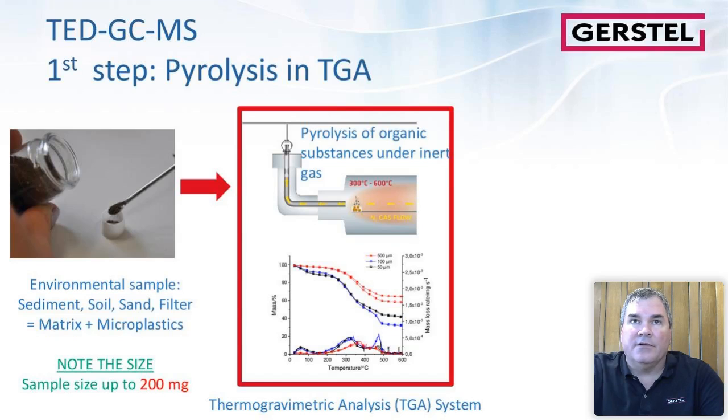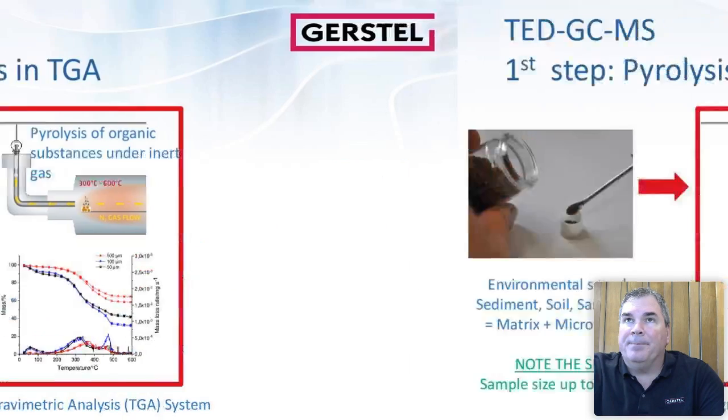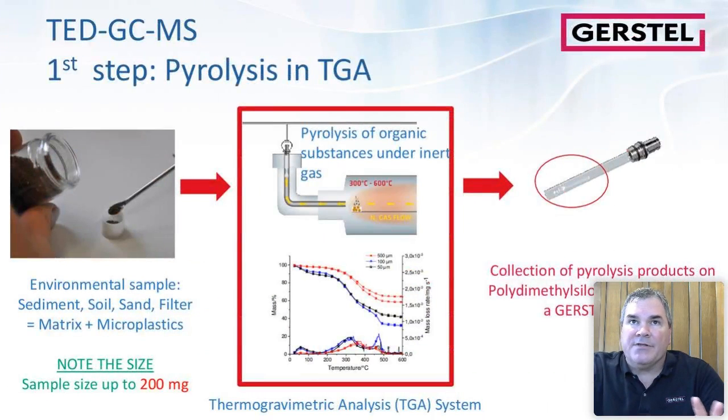So that goes on. The TGA heats up to usually around 600 degrees, and we're going to collect what comes off. This is from a microplastic sample. This is the only TGA data I'm going to show today. This is the example of some of the TGA mass change data as the sample gets heated up in the TGA. And then as this pyrolysis process goes on, we're going to collect this inside a glass tube that has a Gerstel twister in it. And again, we're going to collect only what we need to collect, and we'll throw away most of the rest of it, which would overload the GCMS to begin with.